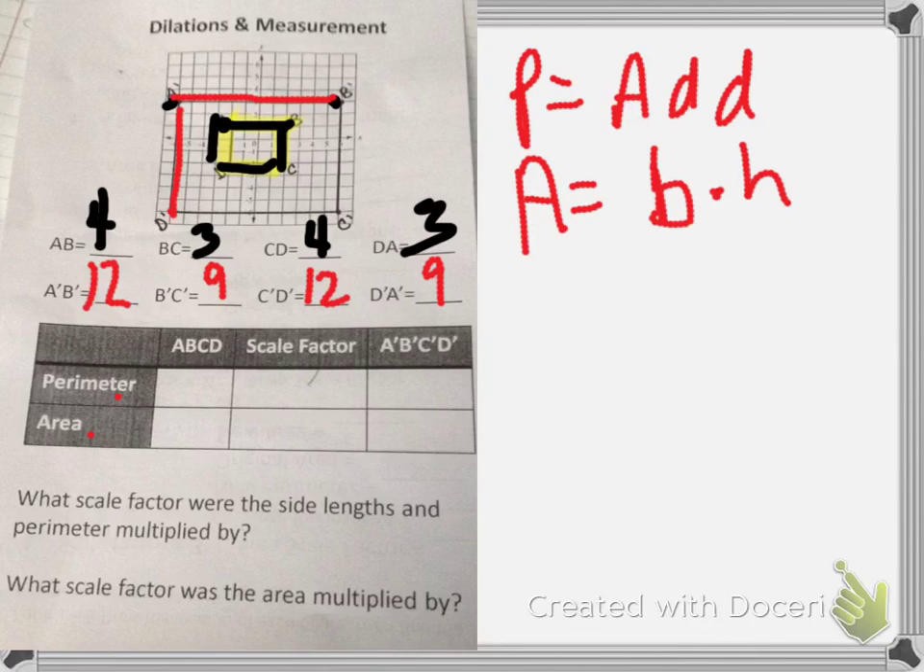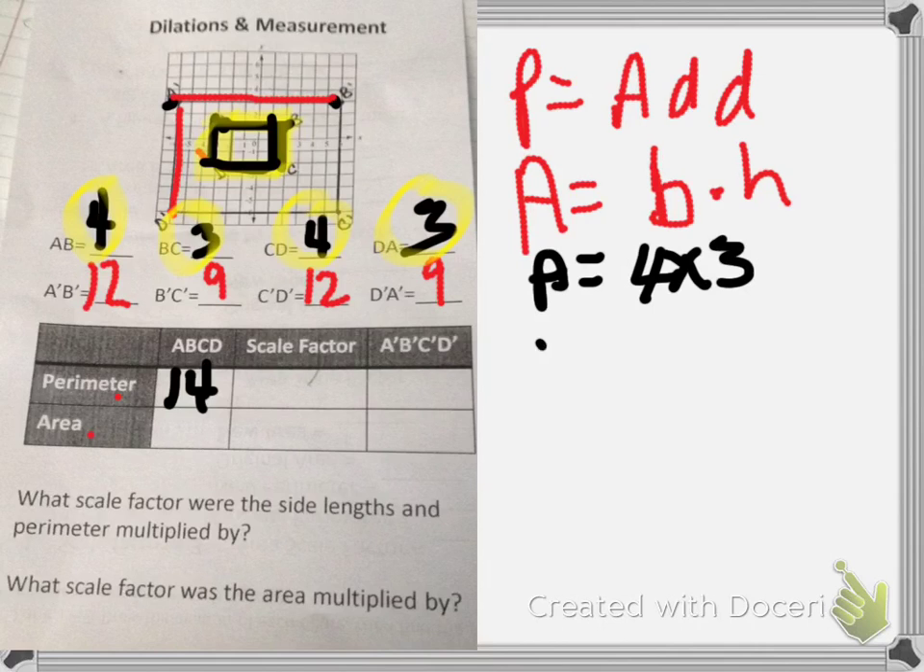So for perimeter, I want to add up all the sides. That means I need to add up going all the way around this rectangle. That would be 4 plus 3 plus 4 plus 3. When I finish adding, that equals 14. Then next they ask me for the area. The area of a rectangle is its base times its height. So to do the area for this, I would go 4 times 3. And that gives me an area of 12.